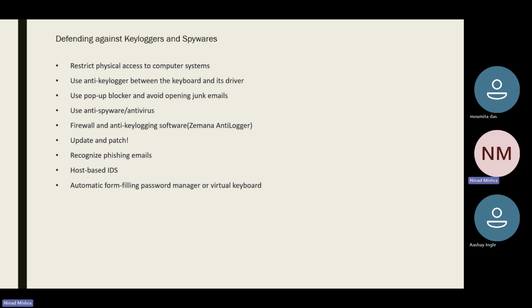So there are two types of that. One is network, one is host based. Host based will monitor all your system activities, and you'll also have to avoid the automatic form filling. A password manager will help you to encrypt, and it will avoid the leakage of your password. And also use a virtual keyboard.